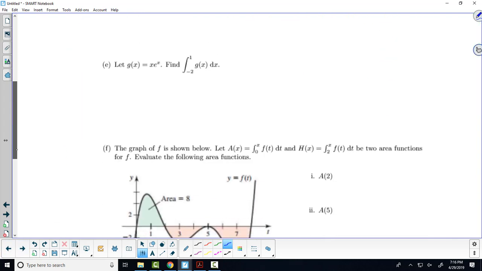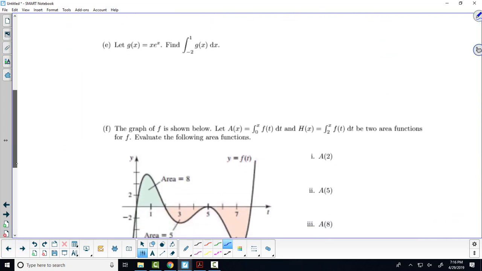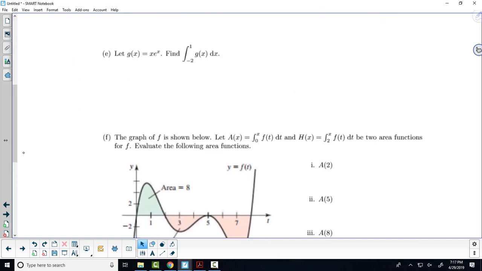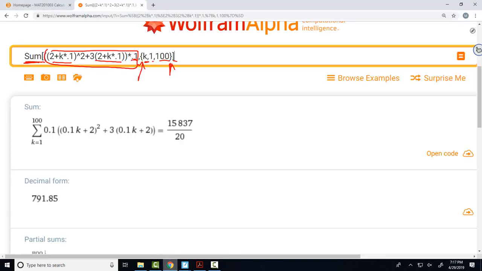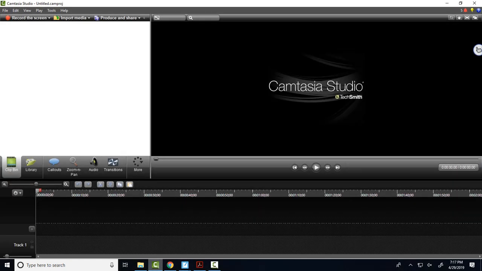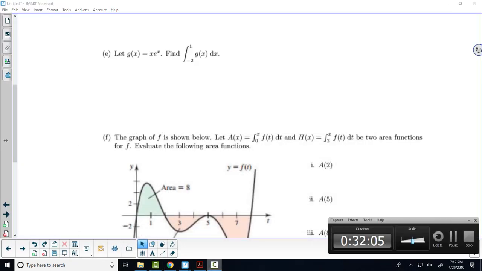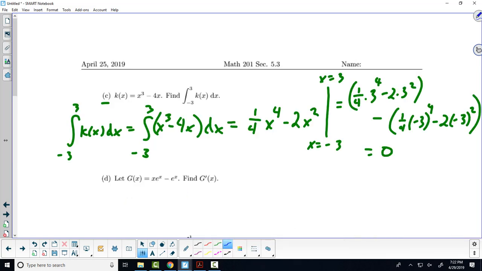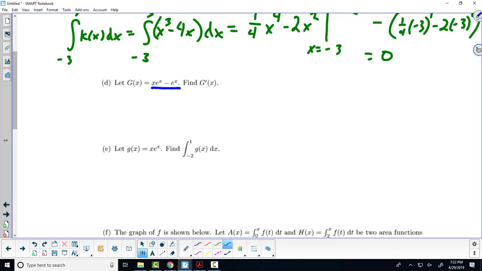All right. Okay, I'd like you to do D and E and F. Do all the rest of this page. Here I'm asking you to find the derivative of this function. Well, its derivative would be the first times the derivative of the second plus the second times the derivative of the first, and then minus e to the x for the derivative of that second term there.